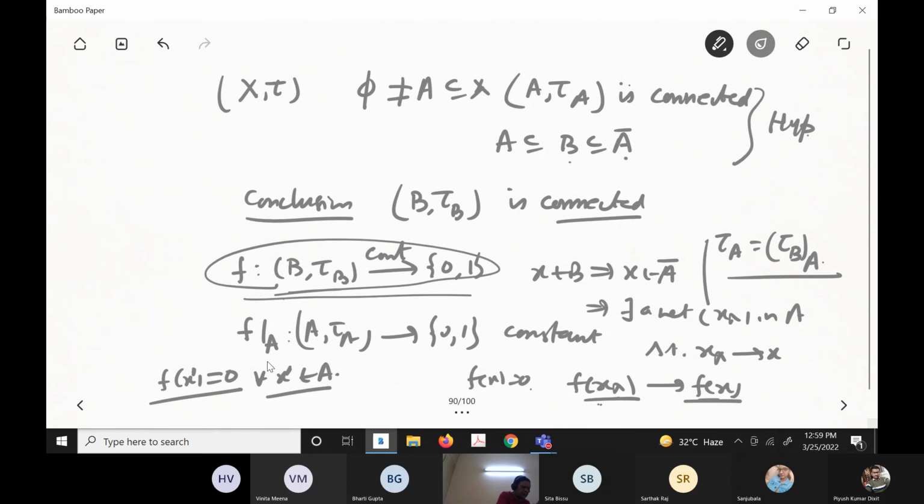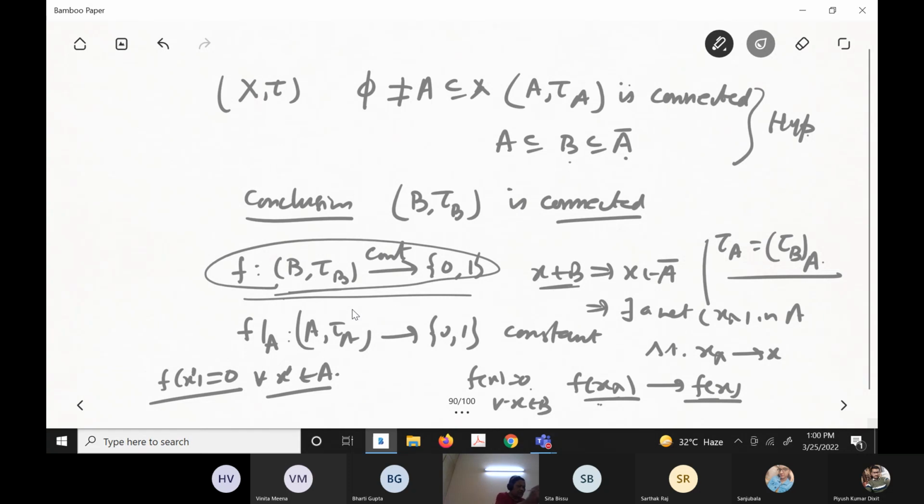But x was chosen arbitrarily from B, so f(x) equals 0 for all x belongs to B. I think you should split into that. It is not written wrong, it is not written properly; it is confusing, because you may think for one point it may be 0, another point it may be 1, the way I've written, but it was not like that. And case 2 is suppose f(x') equal to 1 for all x' in A, then it will be 1 for B. But that means it is constant, so it is connected.